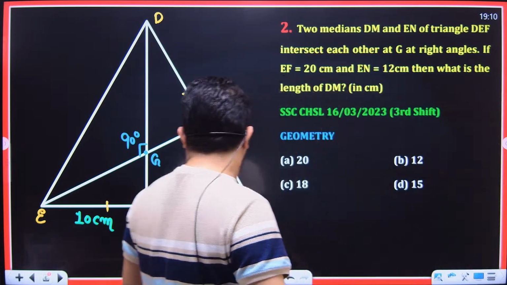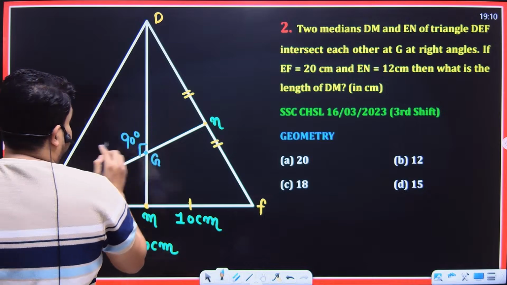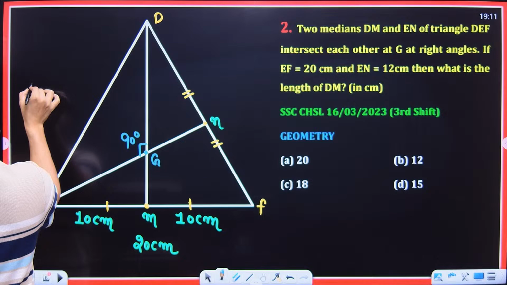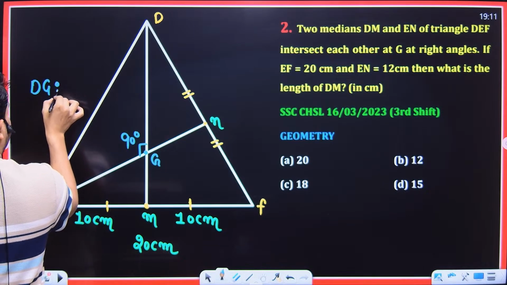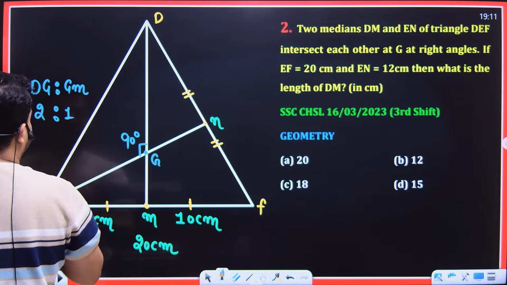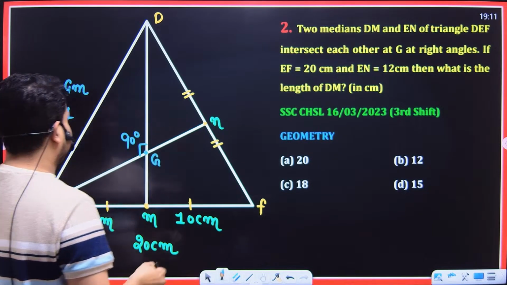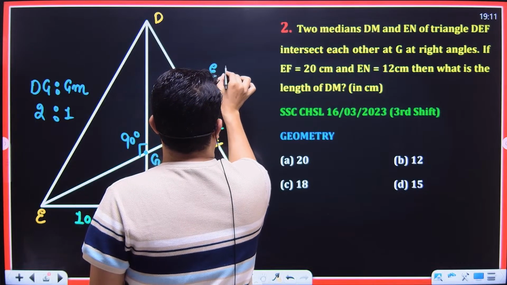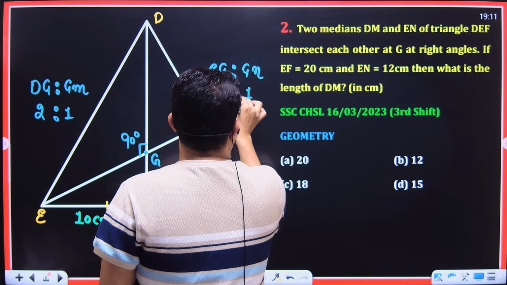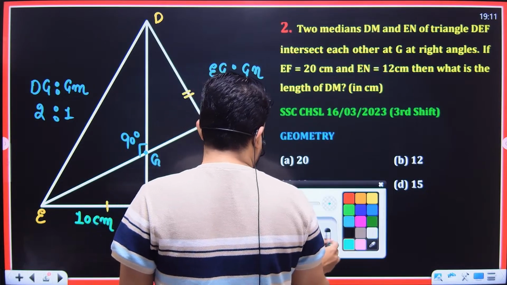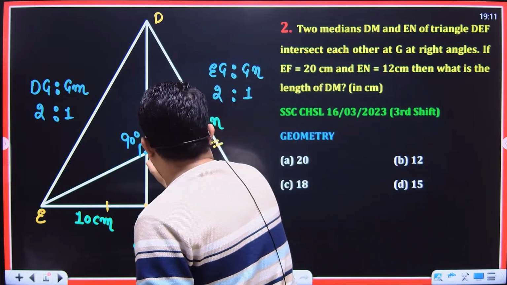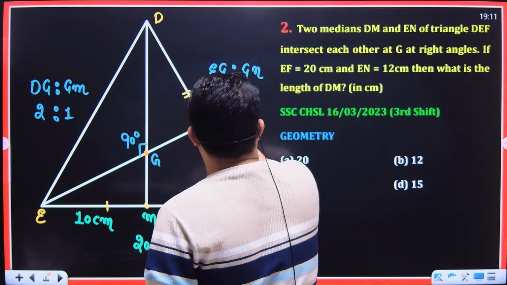So what we have? The property of the centroid is that it divides this line into a ratio that is 2:1. If I write the ratio DG to GM, it is equal to 2:1. If I want to write the ratio of EG to GN, then it will also be 2:1. If this one is my centroid, then EG to GN is equal to 2:1.